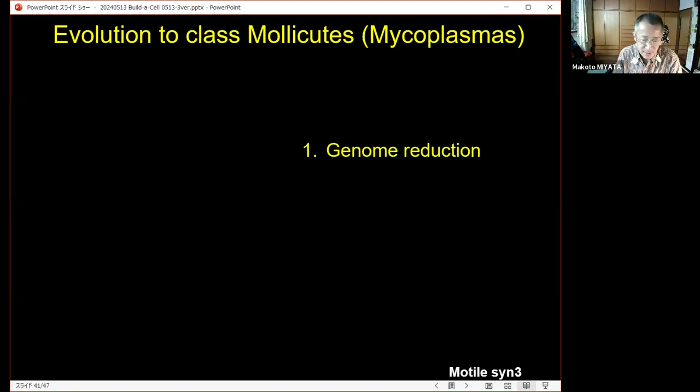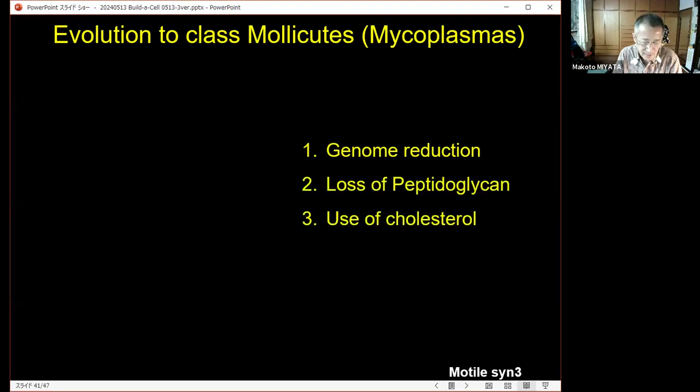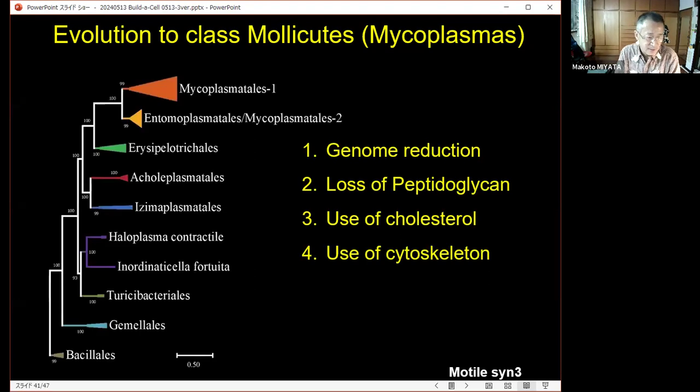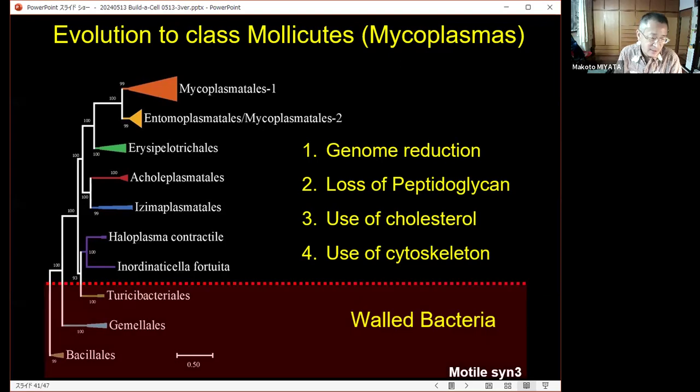It's the genome reduction, the loss of the peptidoglycan, the use of cholesterol, and the use of the cytoskeleton. Recently, as you know, there's so much genome information available, including metagenomes. So then we are remodeling the phylogenetic tree of the mycoplasma.